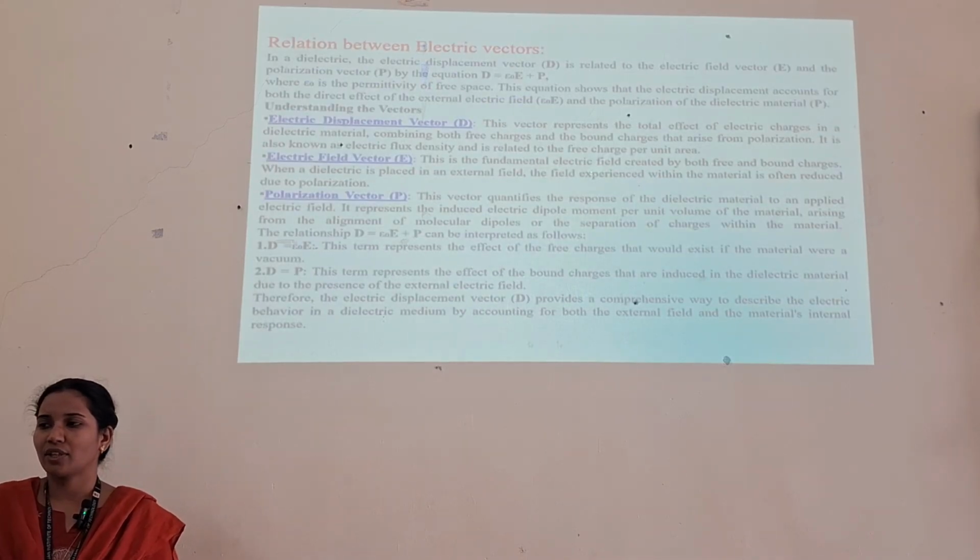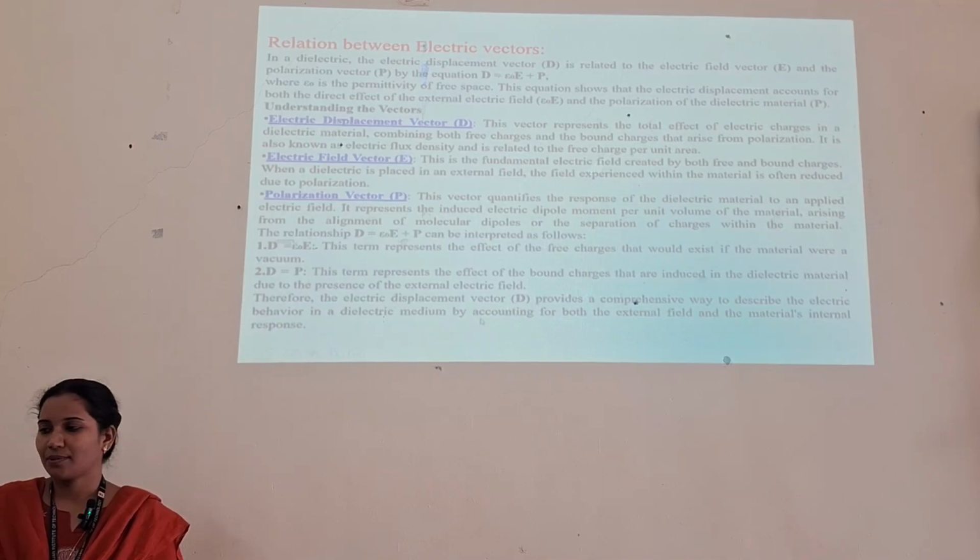So the relation between electric vectors we can see here. In a dielectric, the electric displacement vector D is related to the electric field vector E and the polarization vector P by the equation D equals epsilon naught E plus P. Understanding these vectors, the term epsilon naught E represents the effect of the free charges that would exist if the material were a vacuum. The term P represents the effects of the bound charges that are induced in the dielectric material.